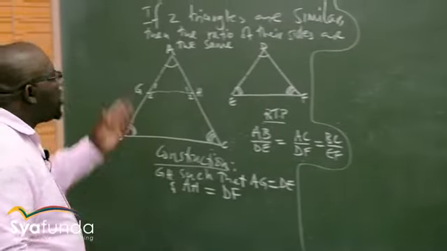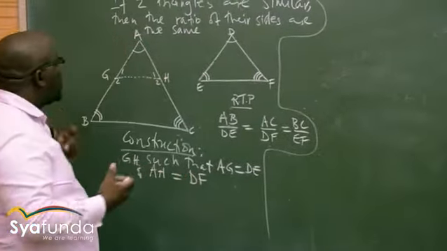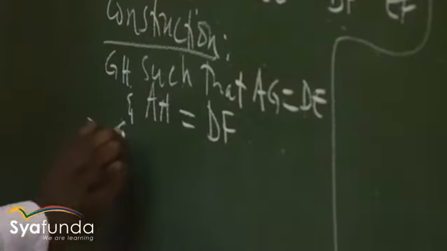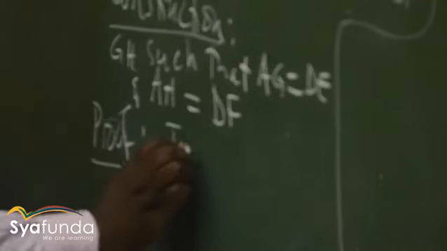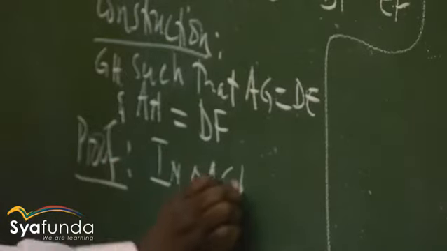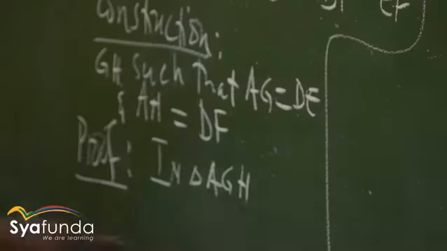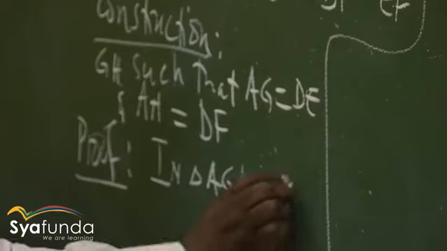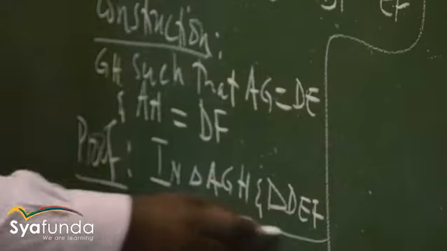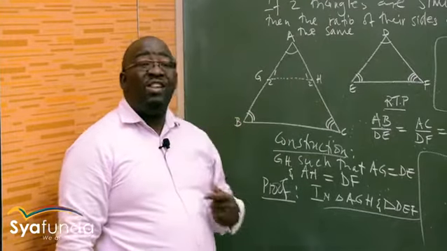Now I'm going to use these 2 triangles that I see, this triangle and this triangle. What do we see from there? We are going to prove in triangle AGH, as well as triangle DEF. So these are the 2 triangles that we'll be doing our proof on. What is it that we are proving? We are proving that these 2 triangles are equal in all respects.